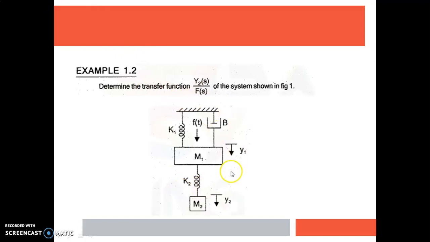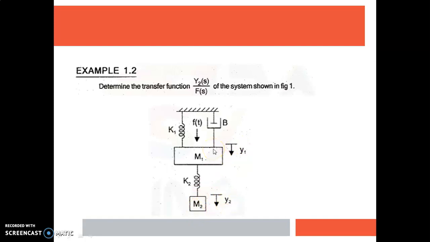This is a given mechanical translational system, so you have to draw this diagram. The question is, determine the transfer function Y2(s) divided by F(s) of the system shown in the figure. In the question, a mechanical translational system is given, and we know what the input is here. What will be the input to the system? F(t) is the applied input. Correspondingly, a displacement will be there. That is the response of the system, or we can say the output of the system. There is one displacement called y1 here and another displacement called y2 here.